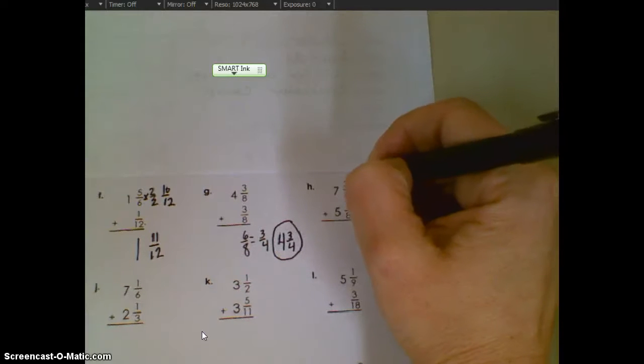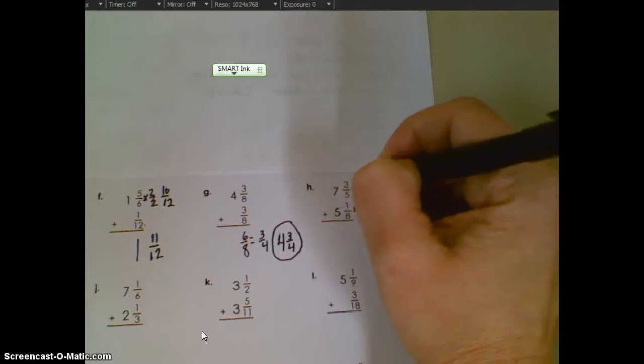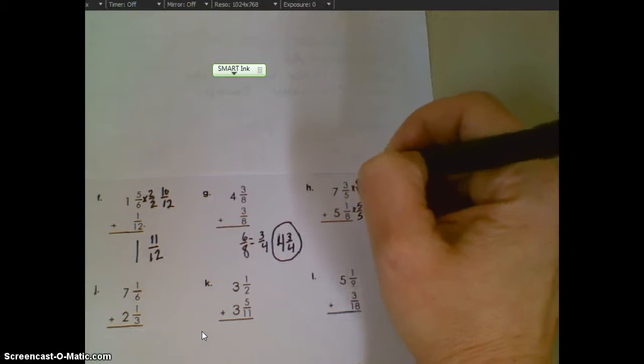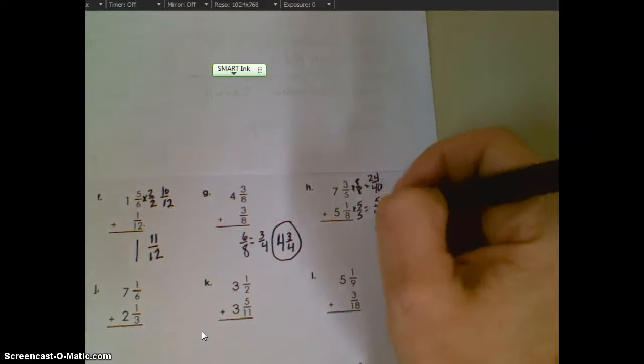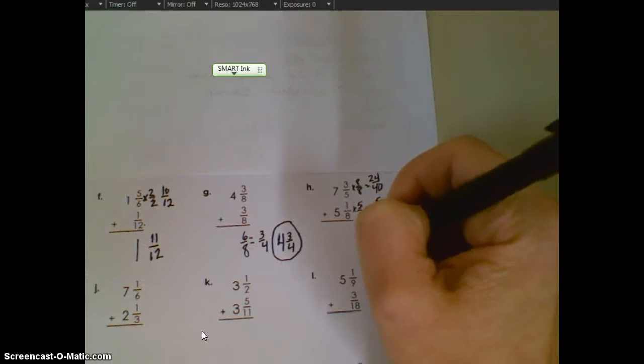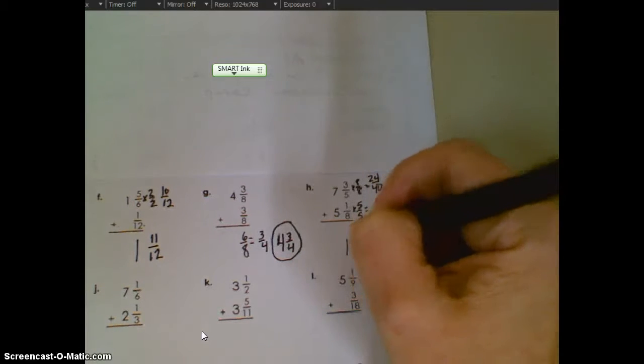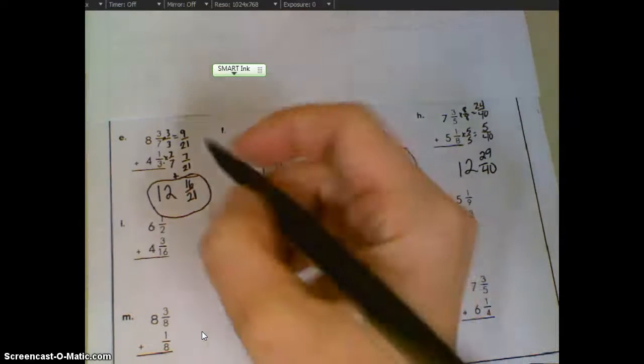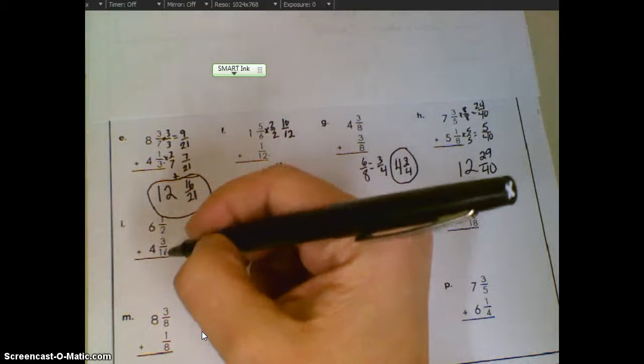This will multiply by 8 over 8. And we'll get 40, and our numerator will be 24. Add those together, and 24 plus 5 is going to be 29 over 40. Can't reduce that one because of the 29 there, but we can add up 7 and 5 and get 12. So our answer is 12 and 29/40. Looking for a common denominator here.